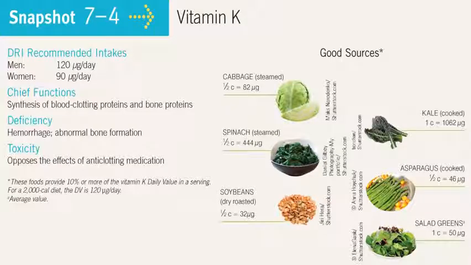Here's a snapshot of vitamin K. The chief function is synthesis of blood clotting proteins and bone proteins. Deficiencies: hemorrhage and abnormal bone formation, and the toxicity opposes the effects of anti-clotting medication like Coumadin, like we mentioned. Some good sources of food with vitamin K are cabbage, spinach, soybean, kale, asparagus, and green salad greens.